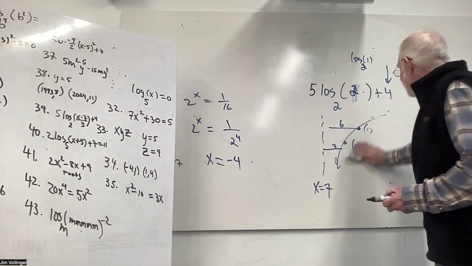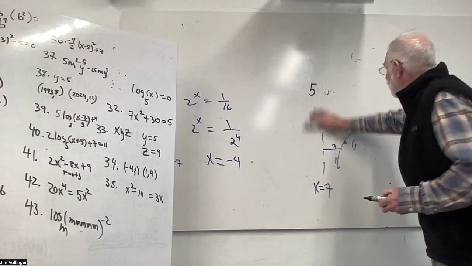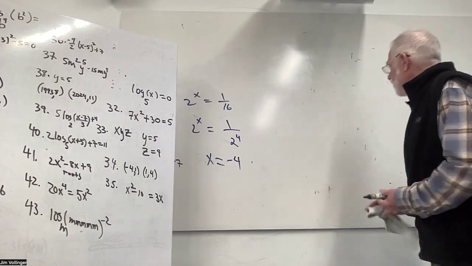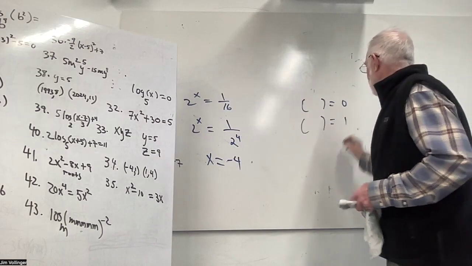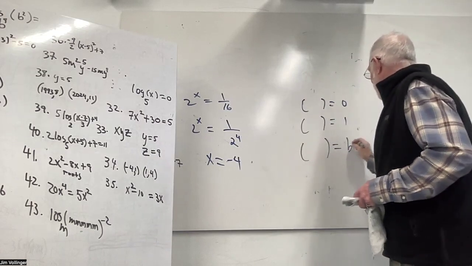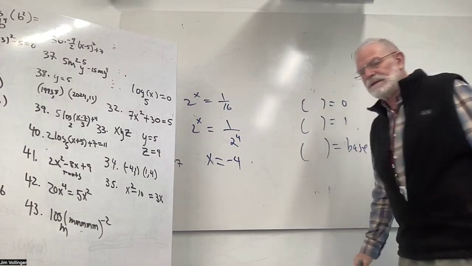Okay. So it's all about set the parentheses to 0. When you're doing logarithms, set the argument to 0. Set the argument to 1. Set the argument to the base, and you can graph logs in 10 seconds or less.